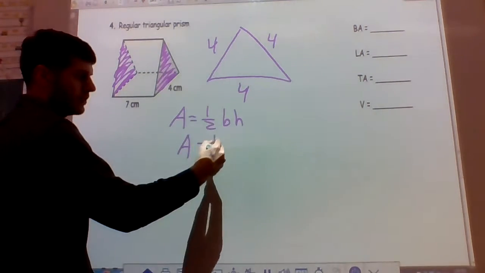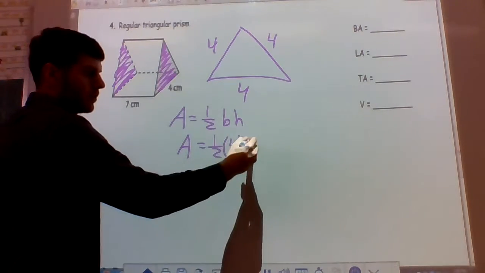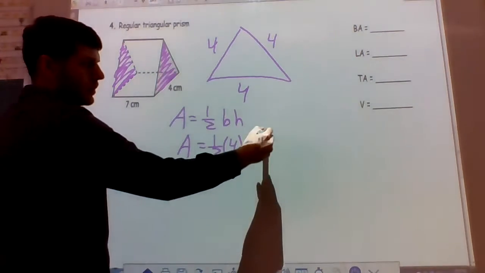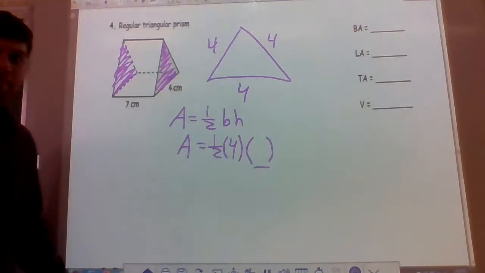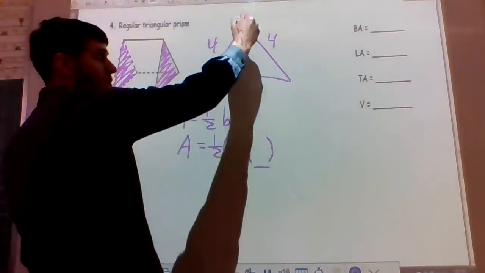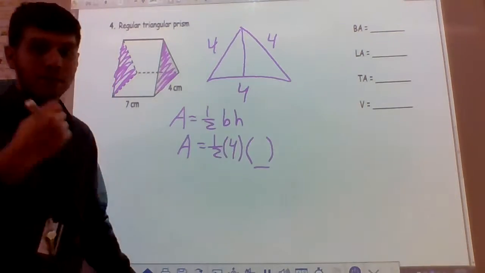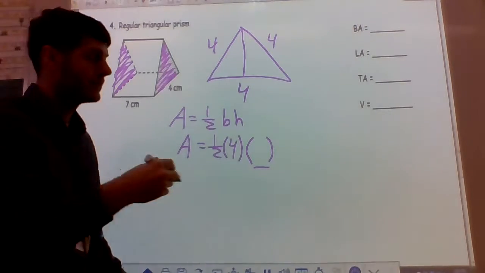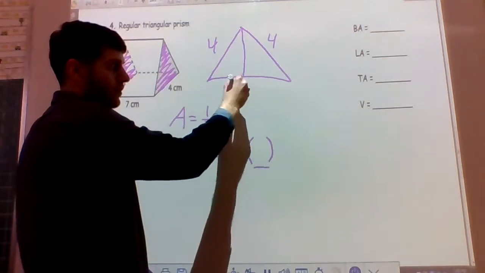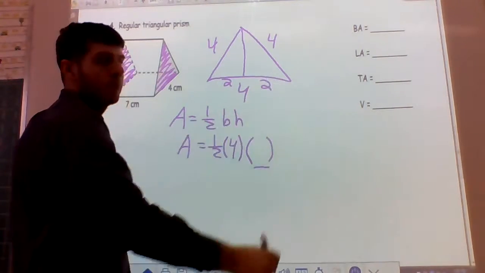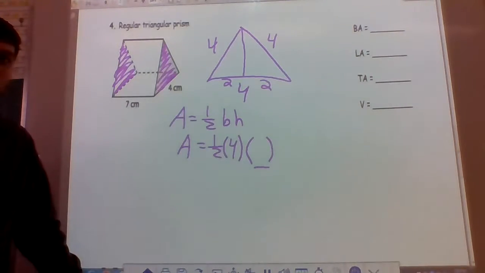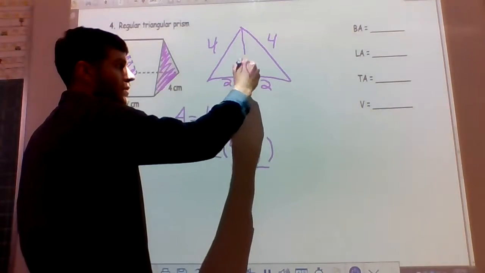We know the base is 4, but then we run into a problem when we're trying to find the height. We don't know what the height is, so we have to draw one in. We have to draw an altitude. Since it's an equilateral triangle, it's going to bisect, meaning cut in half the 4, so you're going to get 2 and 2. It's also going to be perpendicular to the base.